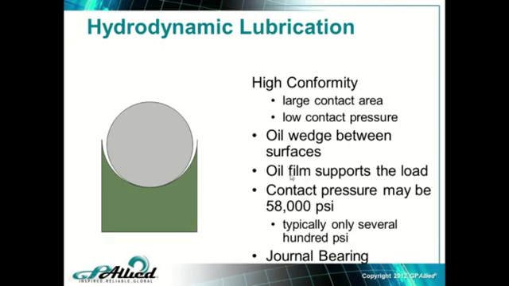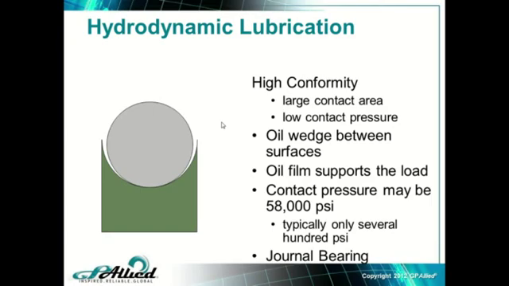So it is the oil film that supports the load, not the bearing itself. The bearing supports the oil film, supports the shaft, supports the load. Contact pressure could be as high as 58,000 psi on some journal bearing applications. We're talking high load, high speed, like a turbo compressor or something like that. But typically, we're only a couple hundred psi. So this is hydrodynamic. You need to associate the word hydrodynamic with journal bearings.